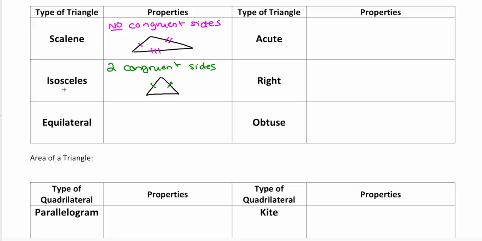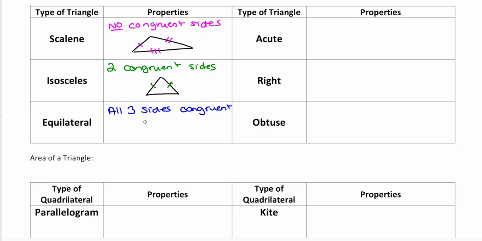The next one for the side lengths is equilateral. An equilateral triangle is when you have all three sides congruent. All three sides congruent. So equilateral means equilateral. Equal means same or equal. Lateral means sides. So equal sides. So all three sides in an equilateral triangle are congruent.